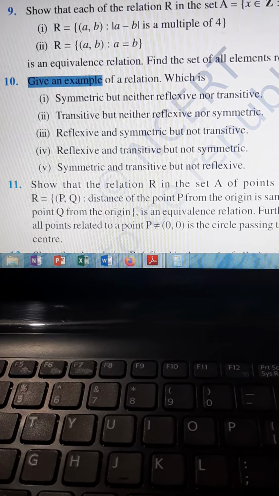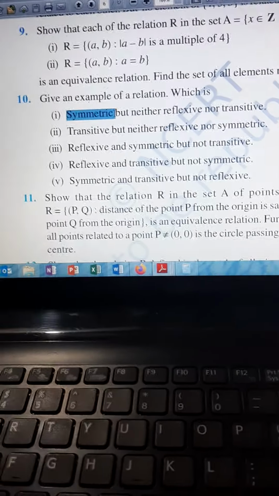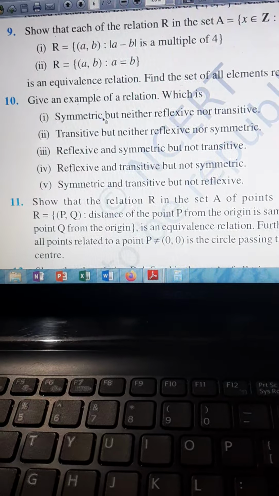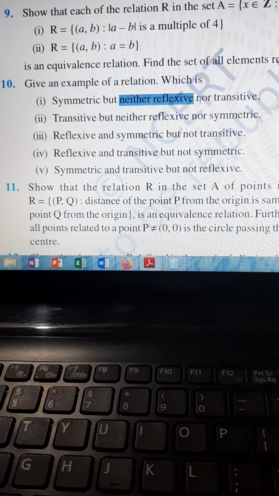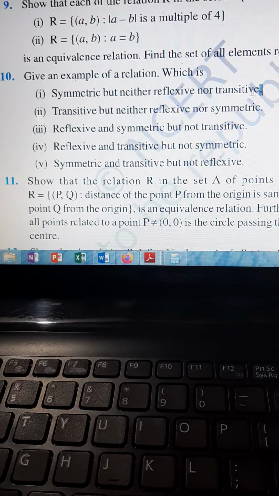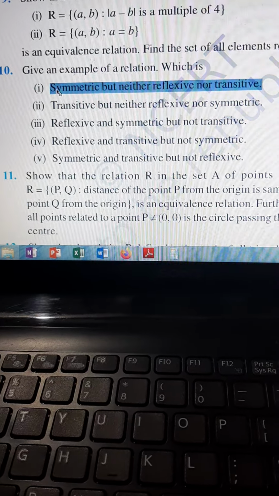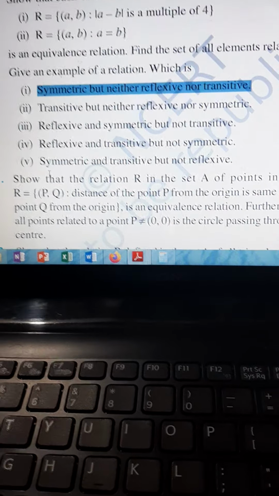Question number 10. Give an example of a relation. Your first question, which should be symmetric. That means the reverse ordered pair should be present, but it should not be reflexive, as well as it should not be transitive. You can construct any example of your choice. I'll try for the first two. You will realize how to do it, then you can do the remaining.